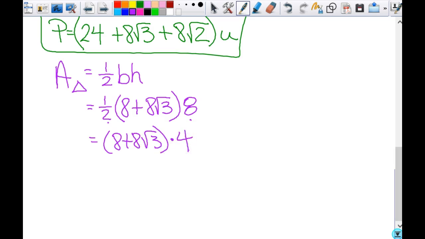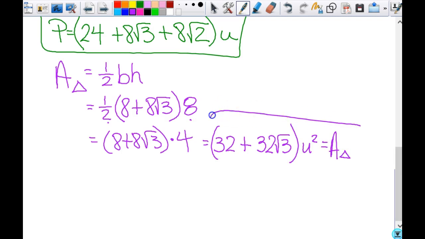Does that make sense to you? Then what do I have to make sure I do with that 4? Distribute that one. And so then that's going to give me 32 plus what? 32 square root of 3. Does that give me 64 square root of 3? No. And then, so that's really the best I can do, yes? What do the units look like on area? Squared, so it's going to be u squared. Do I need parentheses? Yes. Got to have those parentheses there. That is equal to the area of the triangle.